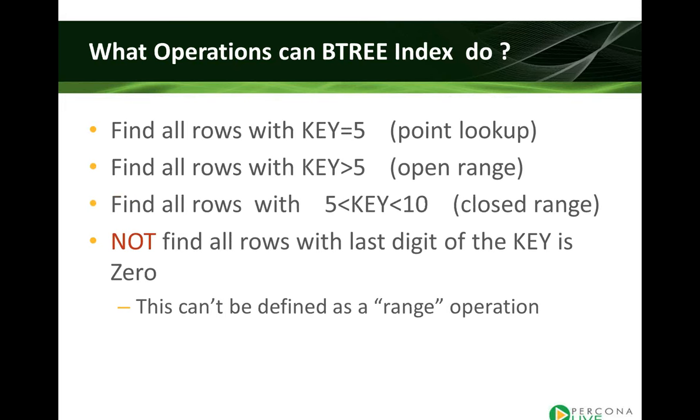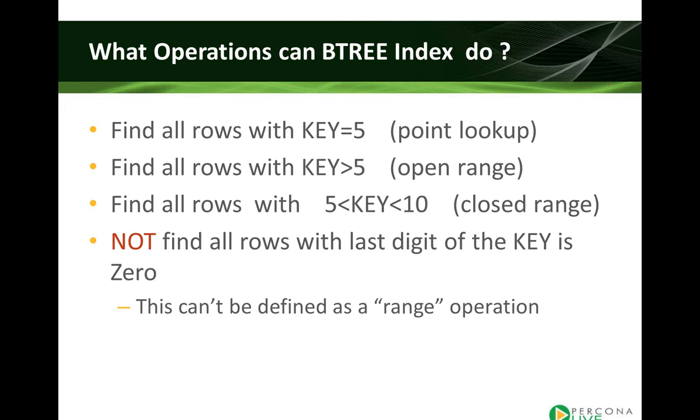Now let's think about what kind of operations B-tree indexes can optimize. And there are essentially just two of them. There are point lookups, where we just look up by key equal to a certain value, right? And there are also ranges, which can be an open range, like everything larger than a certain value, or a closed range, between two values. These can be optimized well using B-tree indexes.